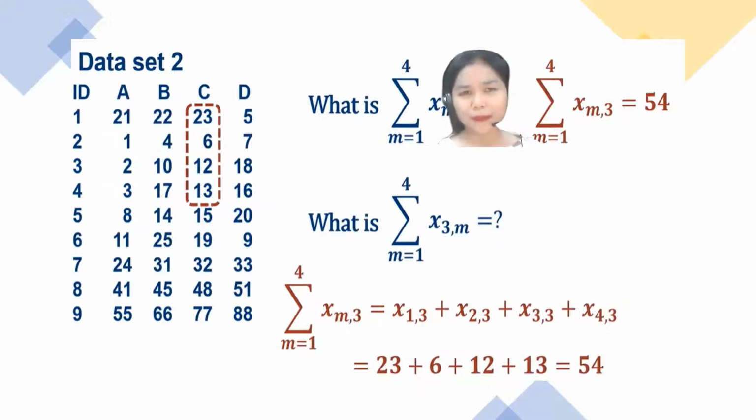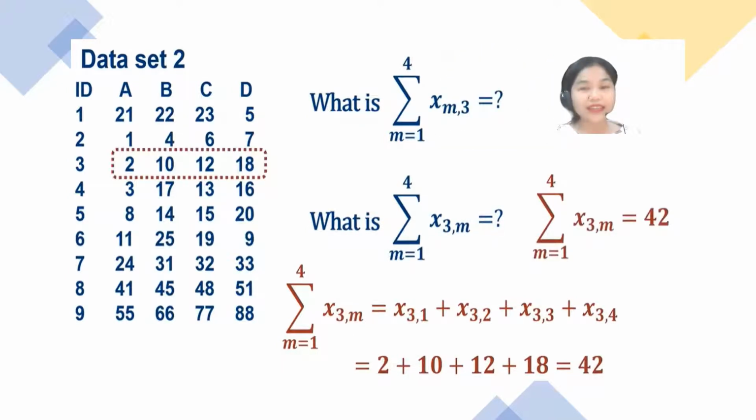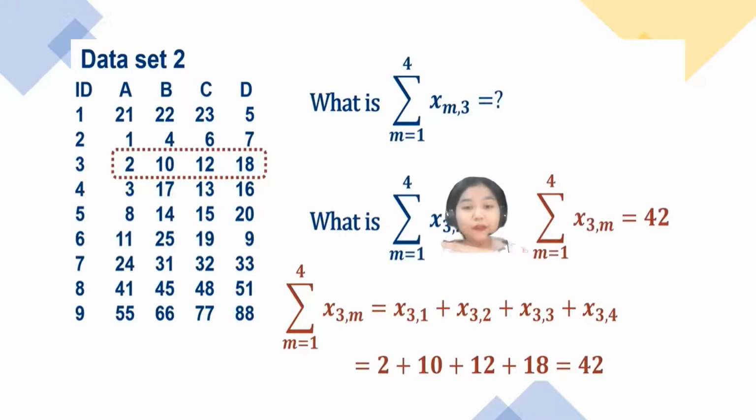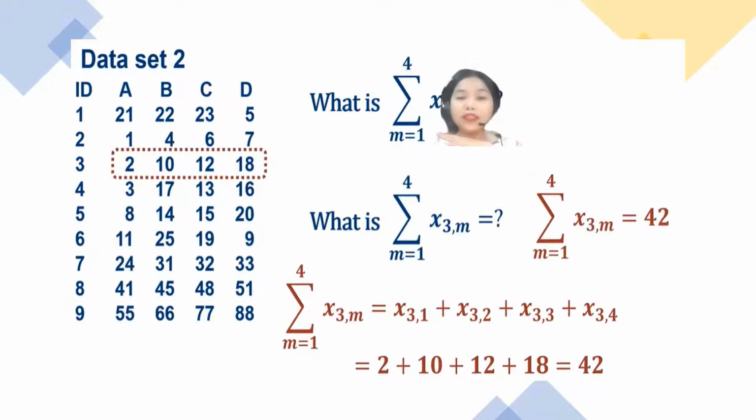So I hope by now, you're ready. Okay? You're more than ready for our higher thinking skills. The second summation notation that we need to answer is the opposite lang, ano? So here we have used M as row and 3 as column. In the second example, we will be using 3 for row and M for the column. So it's summation of X3M as M goes from 1 to 4. So it's just the opposite of the first equation.